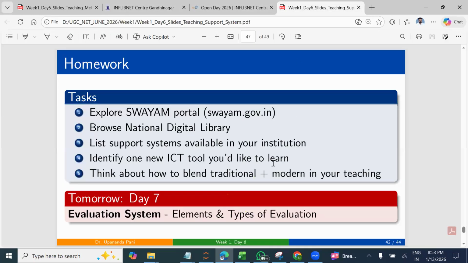Then also, explore the SWAYAM portal, browse National Digital Library. I think many of you are not aware about National Digital Library also. So please go and visit. List support systems available in your institution. Identify one new ICT tool you would like to learn. Think about how to blend traditional plus modern in your teaching. So tomorrow, day 7, which will be the end of unit 1 of paper 1, that is elements and types of evaluation. So there we will stop.